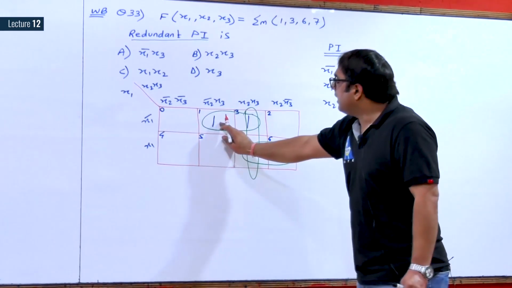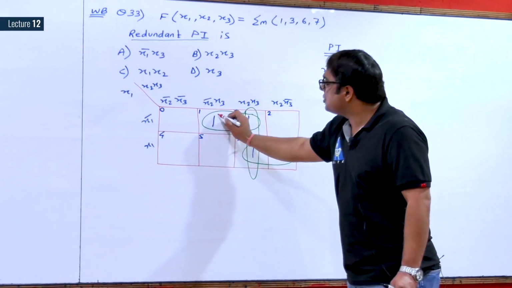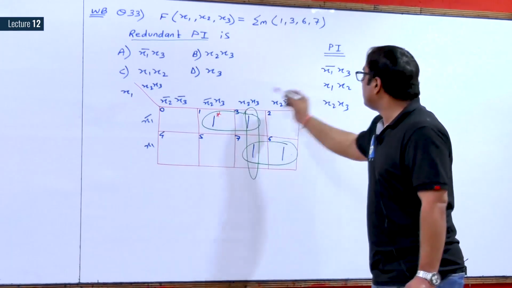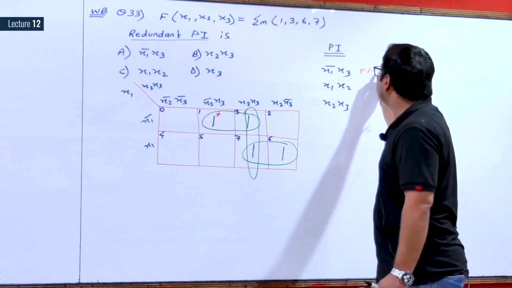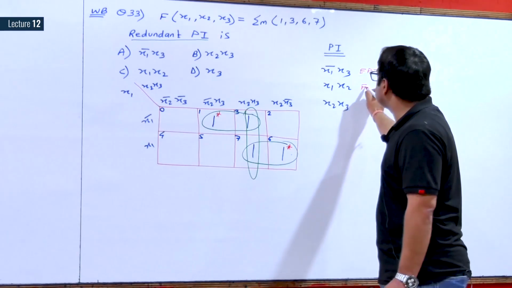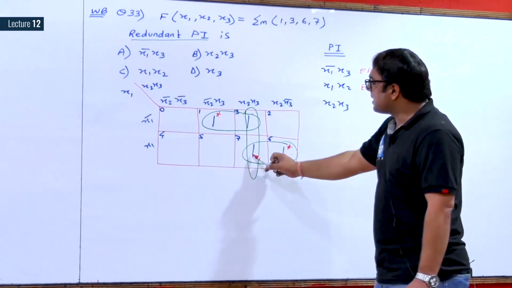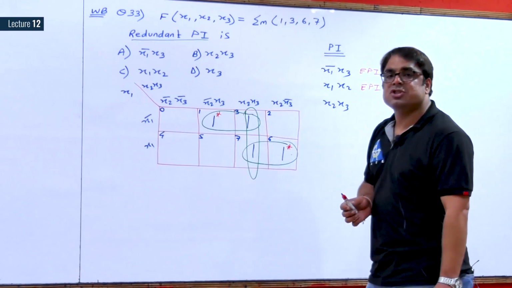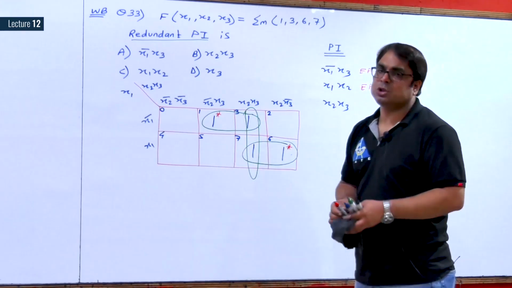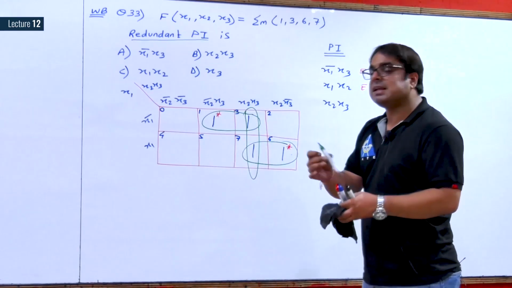Now, this pair 1 and 3 is essential because min term 1 has only one option. Because of this, it is an essential prime implicant. Because of min term number 6, this is also an essential prime implicant. 3, 7, x2, x3 is not essential because both these min terms have 2 options.